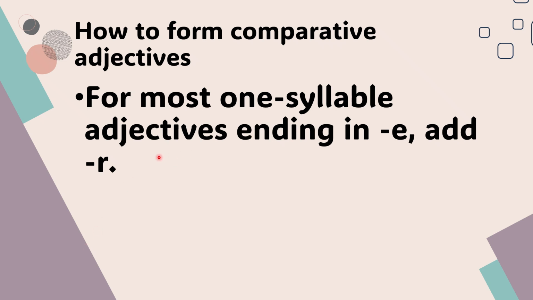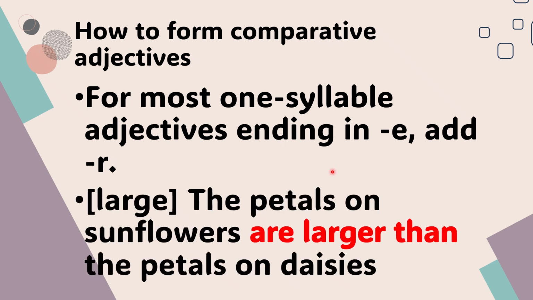And for most one-syllable adjectives ending in E, just add the R because it has E at the end. Let's see an example with the word large. Large ends with E, so we just need to add R. The petals on sunflowers are larger than the petals on daisies.